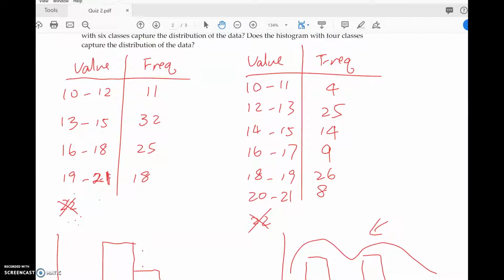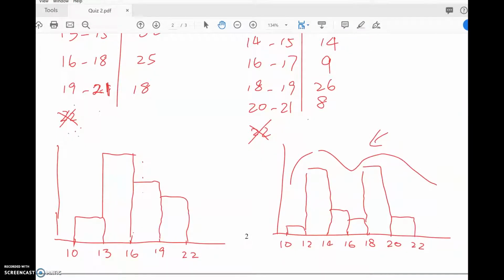Okay, so for the videos, I only have 15 minutes of recording, so it was time's up from the previous one. From the previous one, we were creating the histogram. We created the frequency tables for 4 classes and 6 classes.